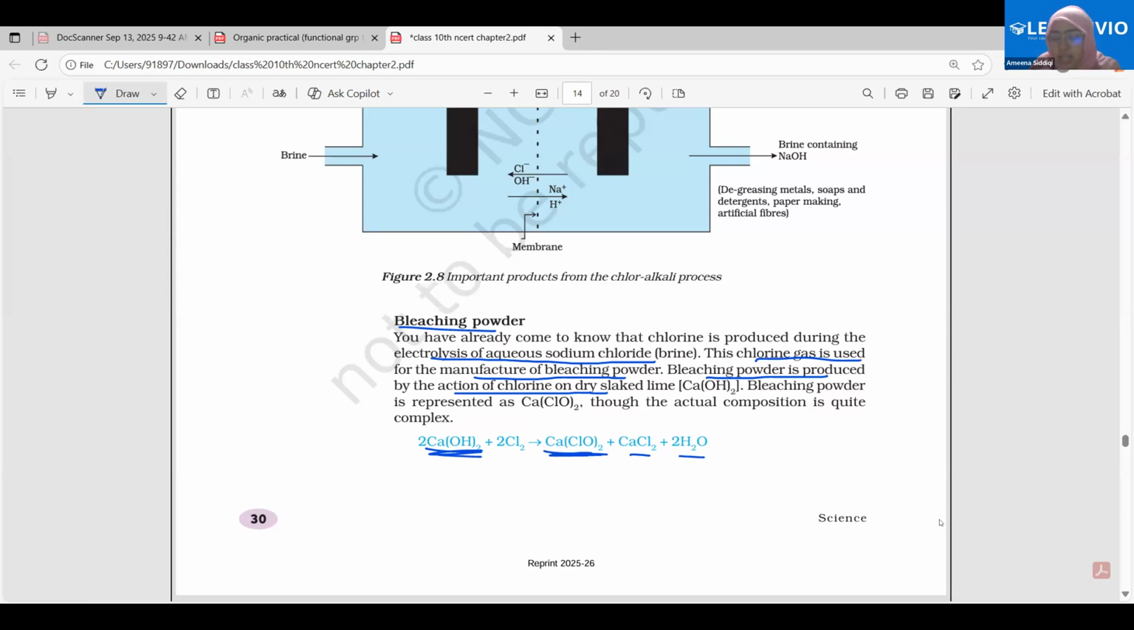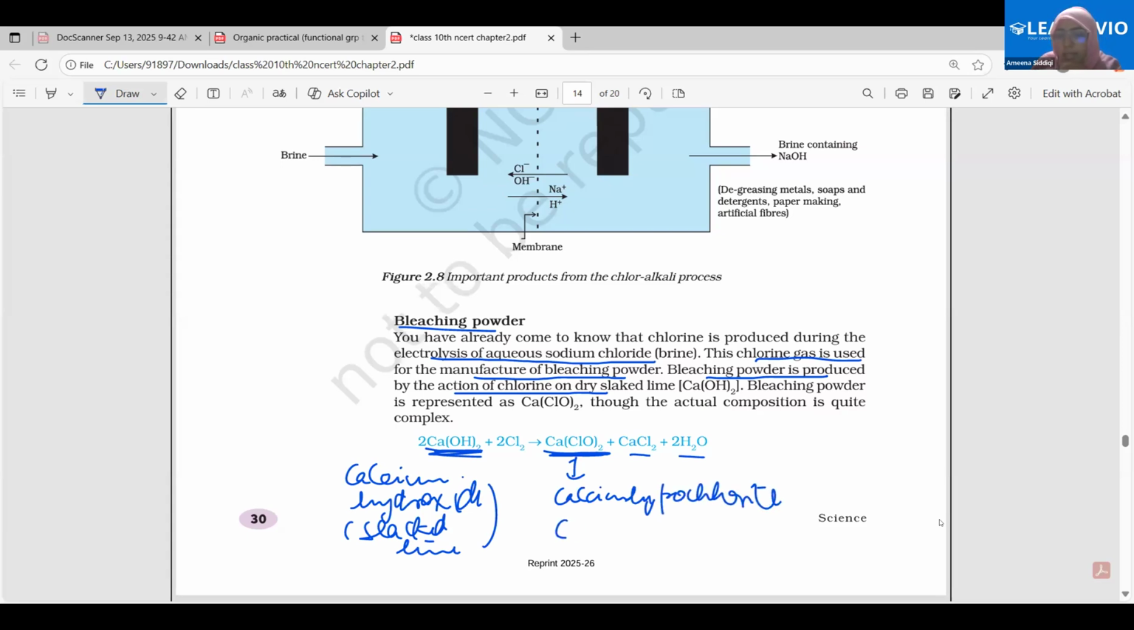If you have your NCERTs, I would suggest you write the chemical names and the common names here. The first reactant is calcium hydroxide, and the common name is slaked lime. Clear? Calcium hypochlorite, and the common name is bleaching powder.